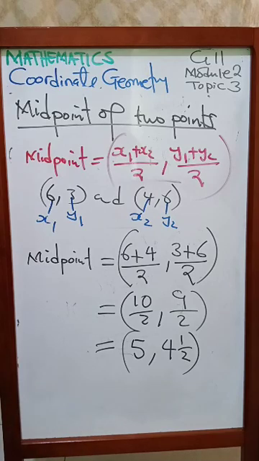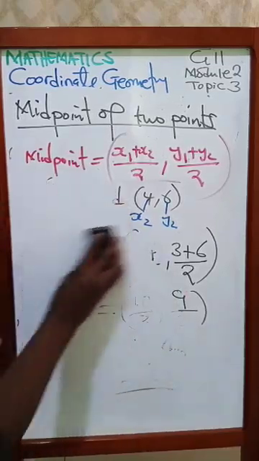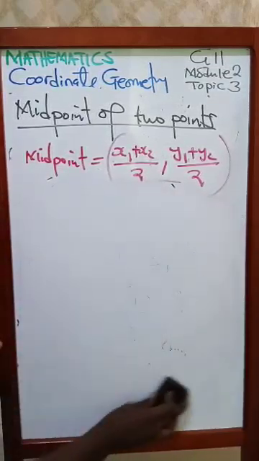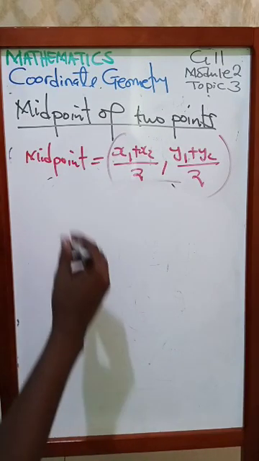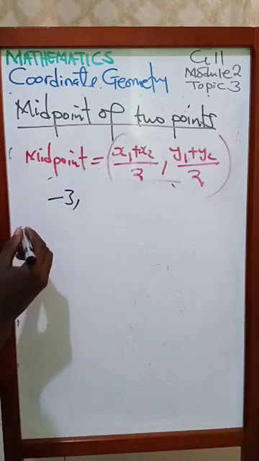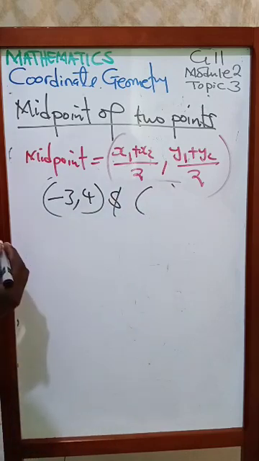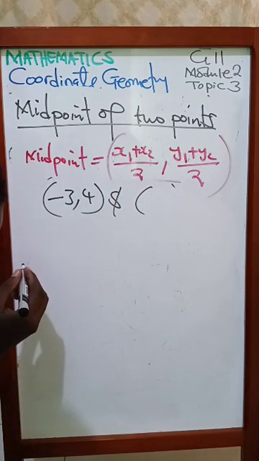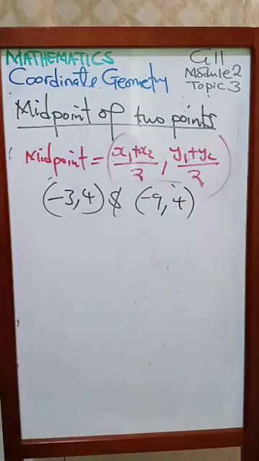Let me give you another example on how to find the midpoint between 2 points. Suppose you have a coordinate (3,4), and you have another one which is (negative 9,4). Yeah, let's include negative numbers.